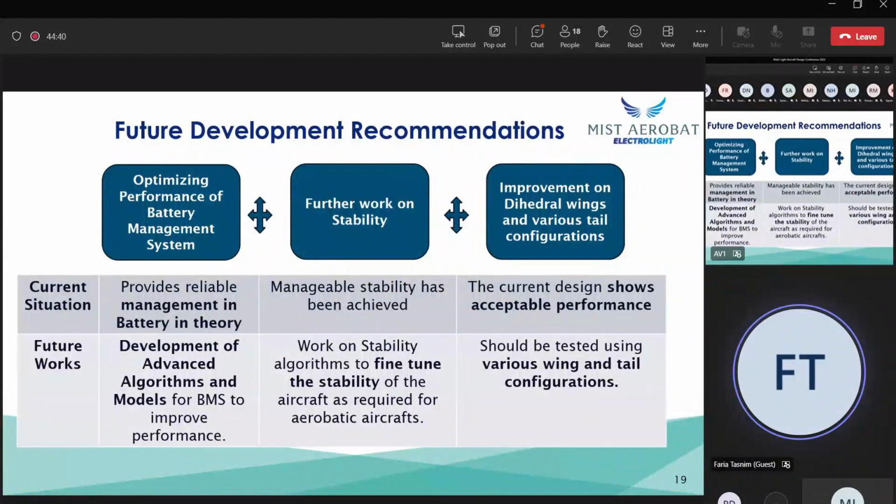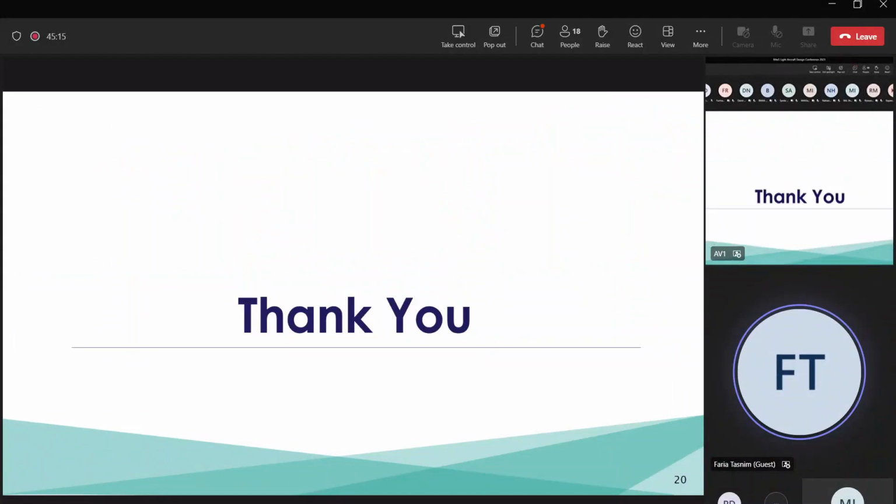These are the future development recommendations of our design. Our aircraft provides a reliable battery management system only in theory. There is scope for development using advanced algorithms and models. Our pilot is not professional, which is why the stability of the aircraft was arguable. We can fine-tune the stability to improve the aircraft performance. Finally, though our current design shows acceptable performance, it can be tested through various tail and wing configurations. With this, I am concluding the presentation.